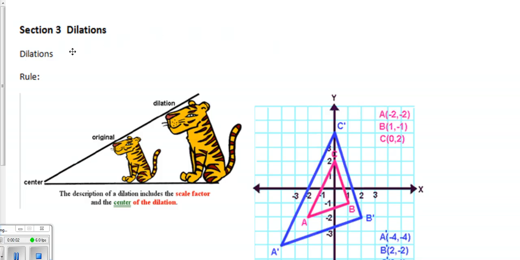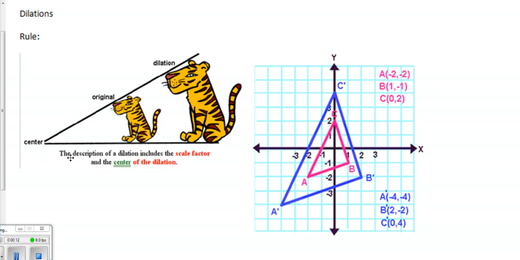Right, section 3 has to do with another one of our transformations. It's the dilations. When you dilate something, you either make it bigger or smaller, basically. So the description of a dilation will always include the scale factor and the center of the dilation. Now, luckily for us, we're always just going to use our center as the origin, so 0, 0. Everything is dilating from the center. It's getting bigger from there.